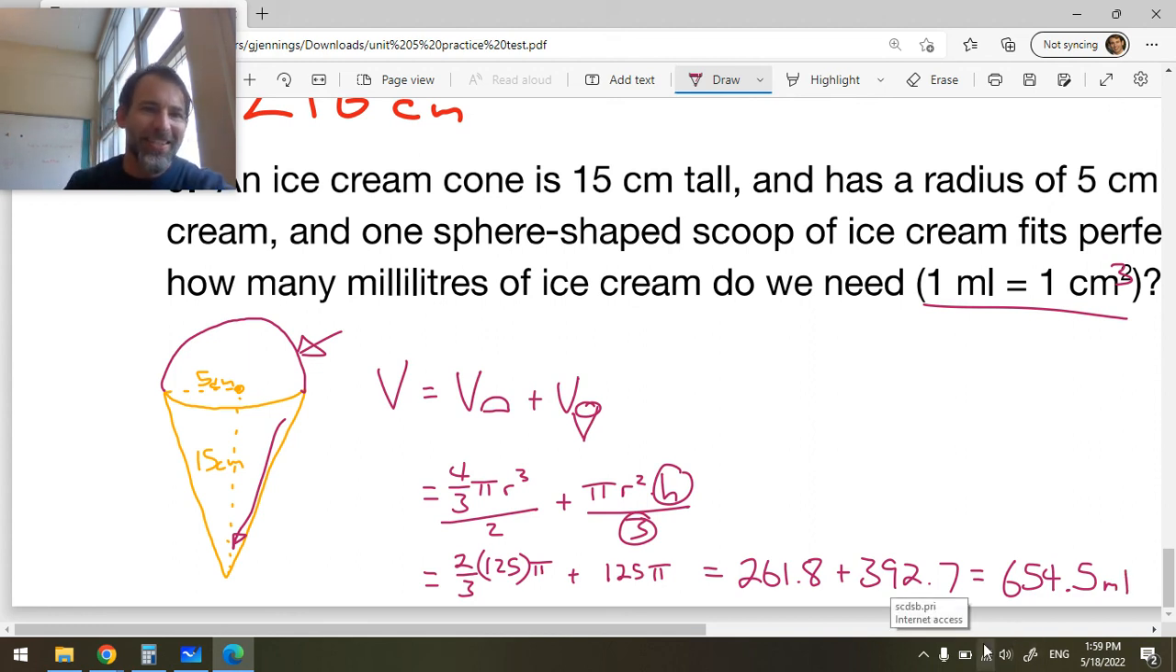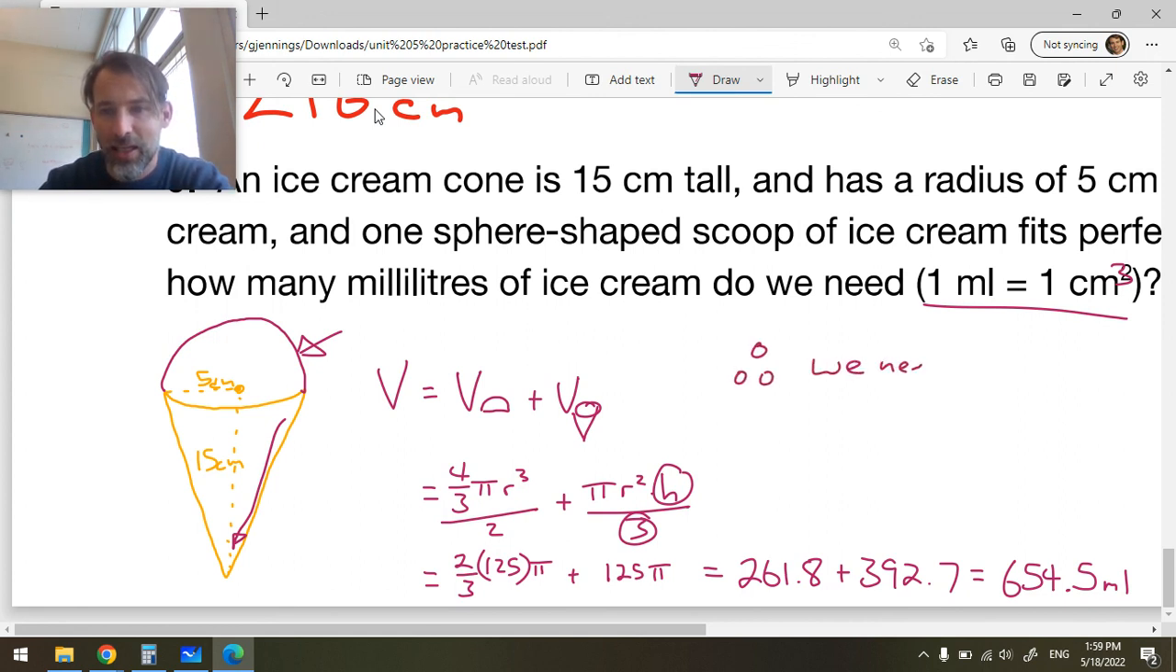So it's about 0.6 of a liter of ice cream going into this ice cream cone that's altogether 20 centimeters tall and 10 centimeters across at the top. It's a little bit less than 2/3 of a liter, because a liter would be 1,000 milliliters of ice cream. Okay, so this question needs a therefore statement. Therefore, we need 655 milliliters of ice cream per cone.